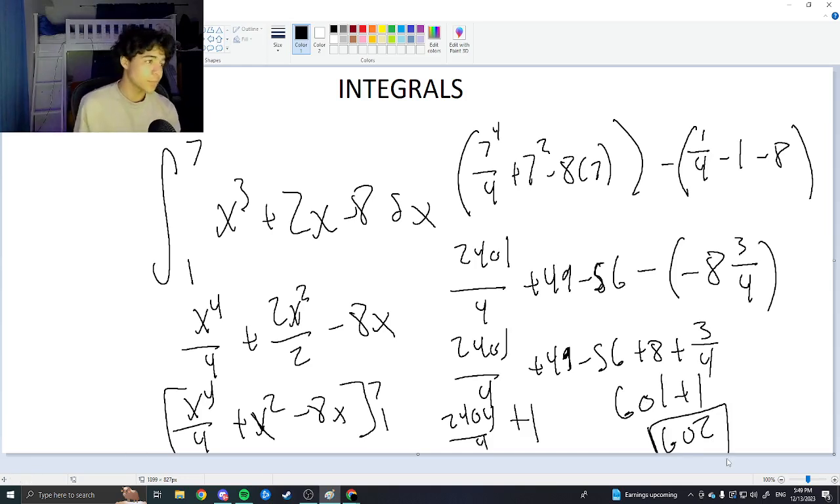This example is kind of dumb. That's not me because we have the 7 to the 4. But the concept is the same, and you could use a calculator.